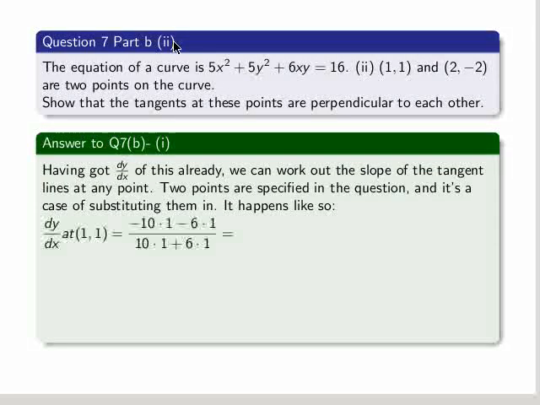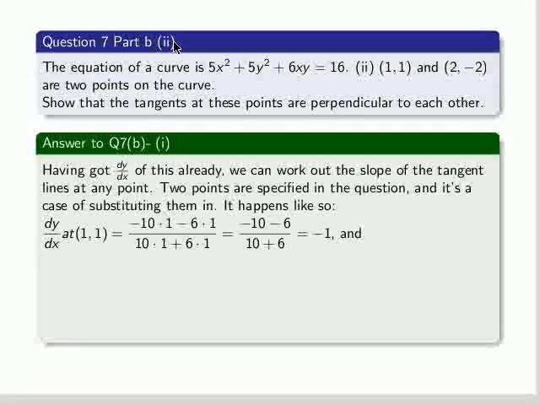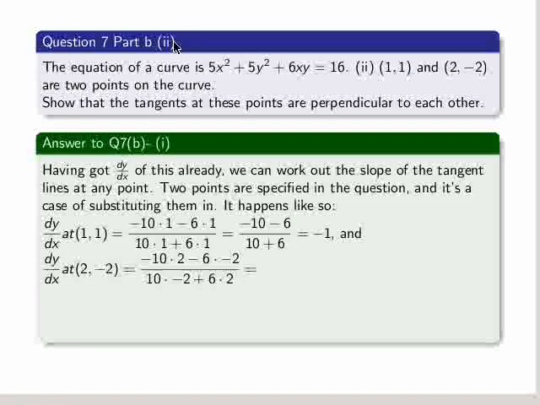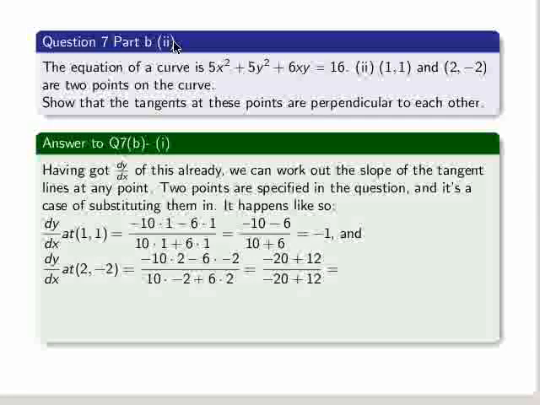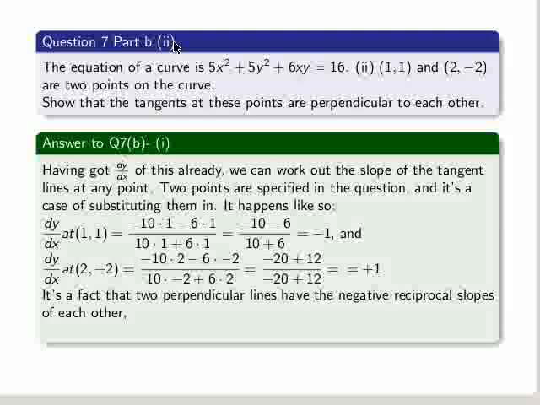It happens like so. In the first case, dy dx at 1, 1, we put 1 for x and 1 for y into our recently discovered dy dx, and we get minus 1. Then for point 2, minus 2, again we do the appropriate substitutions, taking care that on the denominator the y substitution occurs first. Easy to mix that up. And in actual fact we get plus 1.